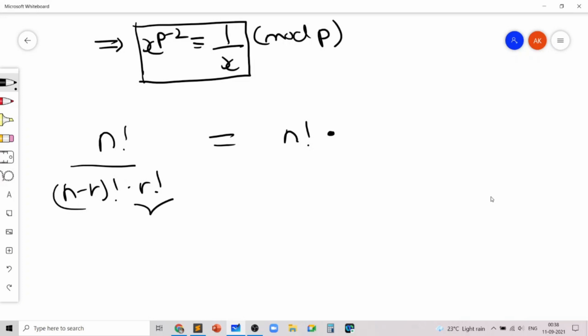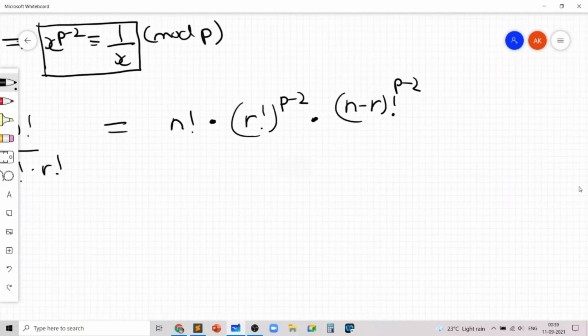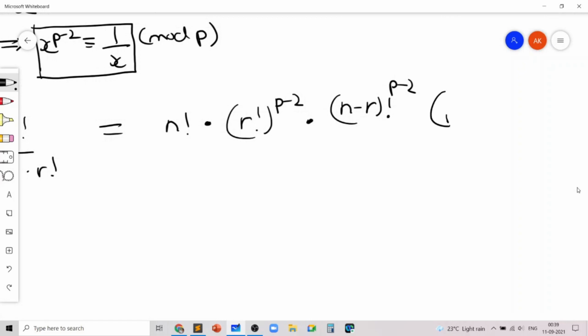So for computing 1 by r factorial, we can basically replace 1 by r factorial with r factorial to the p minus 2, and we can replace 1 by n minus r factorial with n minus r factorial to the p minus 2. And basically this is how you compute binomial coefficients modulo a prime number p.